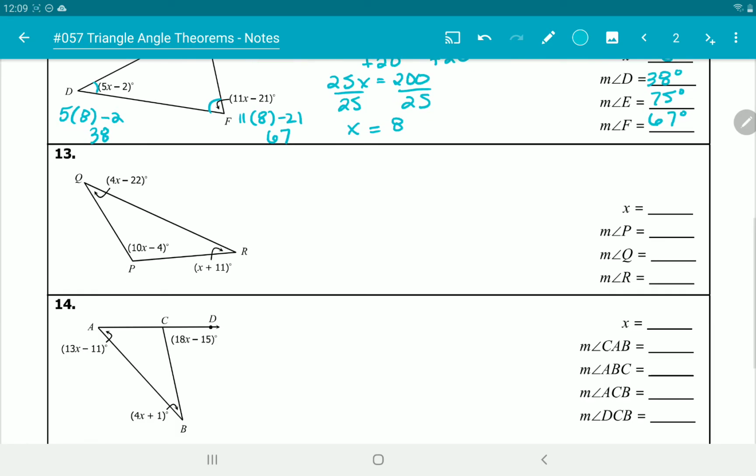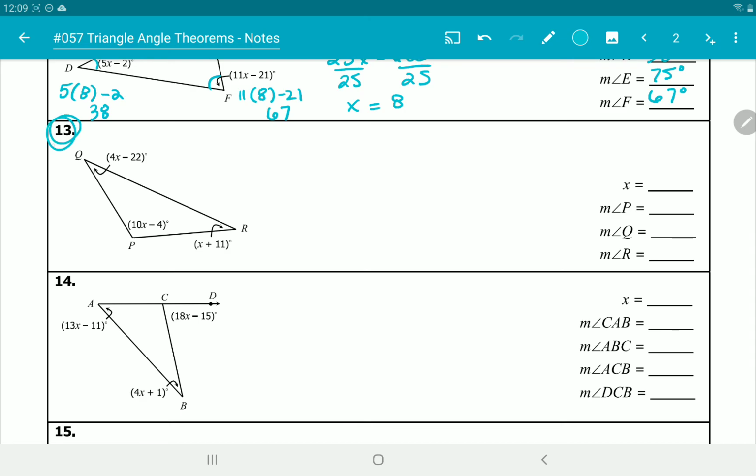Okay, now I want you to pause and take the time, fill in those blanks. Solve for x, and then instead of writing x for each of them, write what you got as your answer for x. Okay, and then put in your answers over here, what you get.